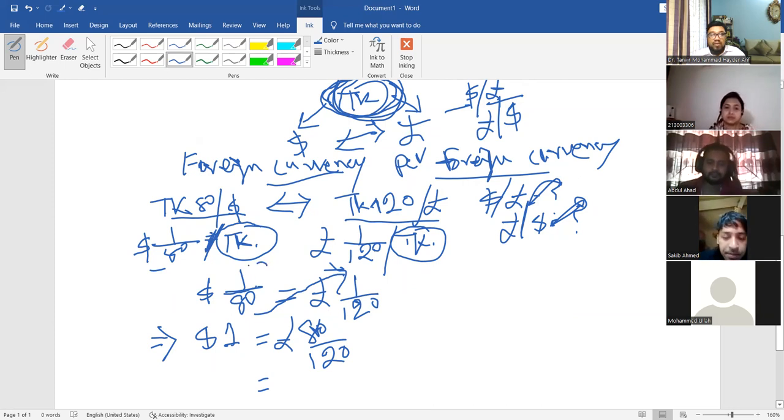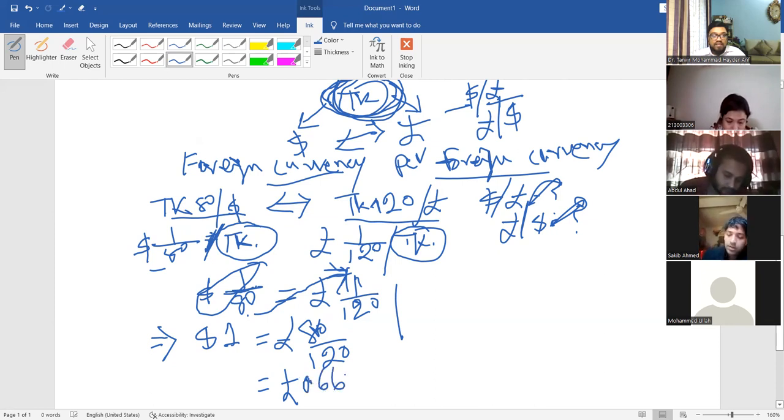You're keeping dollar one, so the 80 will jump to the right-hand side. And here it was in the divisional part, in the lower part, so there it will move to the upper part. It's mathematics that you have learned from school. So anybody help me? What is the result? 80 divided by 120? Push your calculator: 0.66.